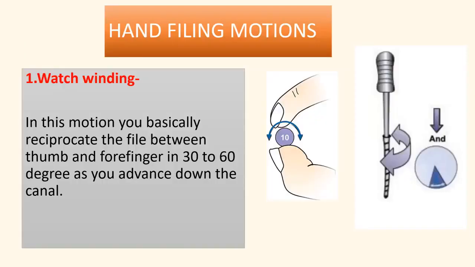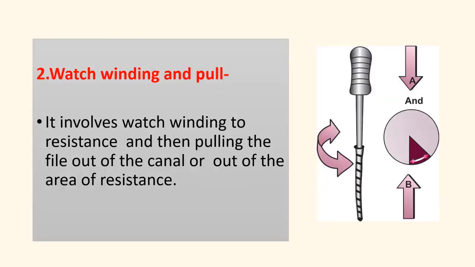Hand filing motions. We require only 3 filing motions during the glide path preparation. One is the arch winding, second is the arch winding and pull motion, and third is the balanced force technique. Arch winding: in this motion, you basically reciprocate the file between the thumb and forefinger in a 30 to 60 degree arc as you advance the file into the canal. Arch winding and pull involves arch winding to a resistance and then pulling the file out of the canal or out of the area of resistance.